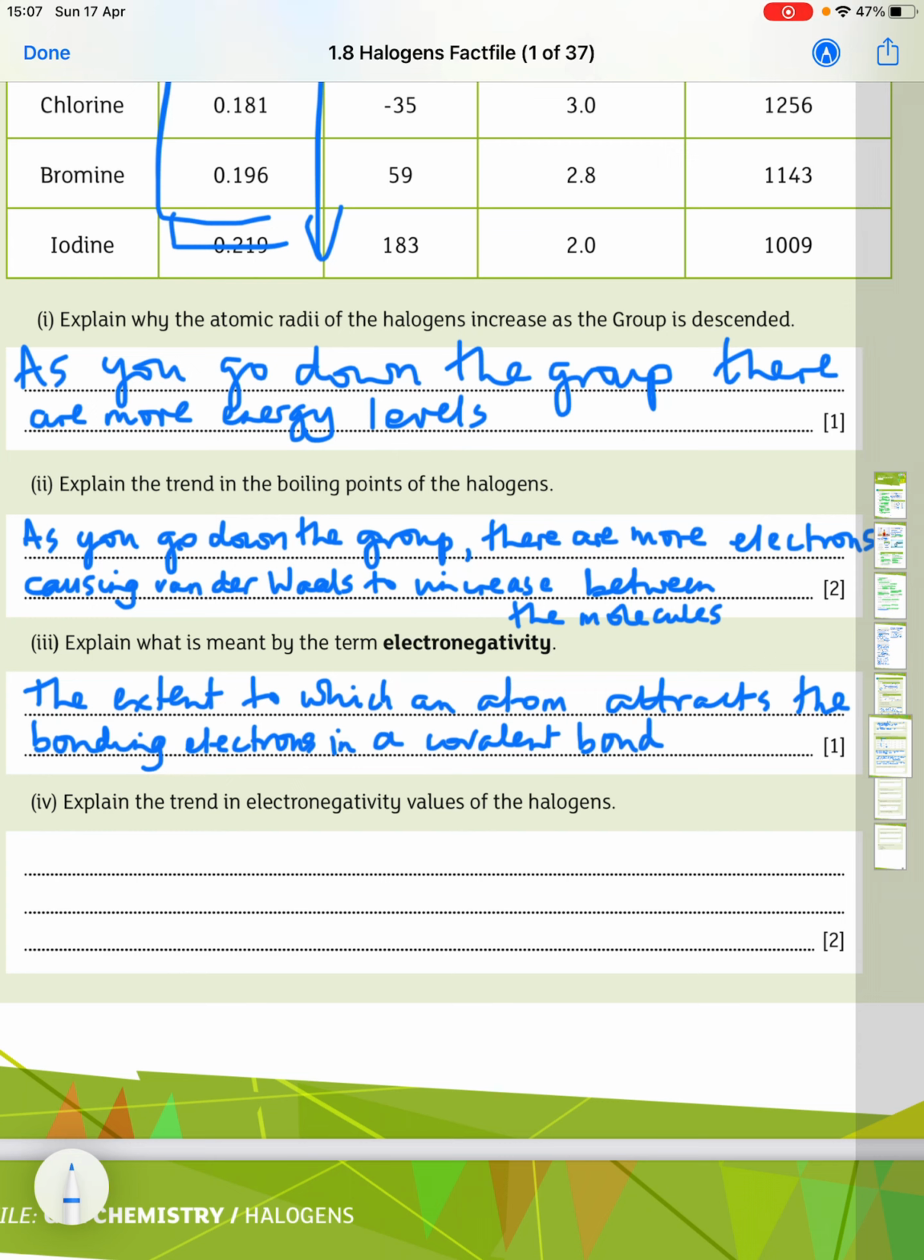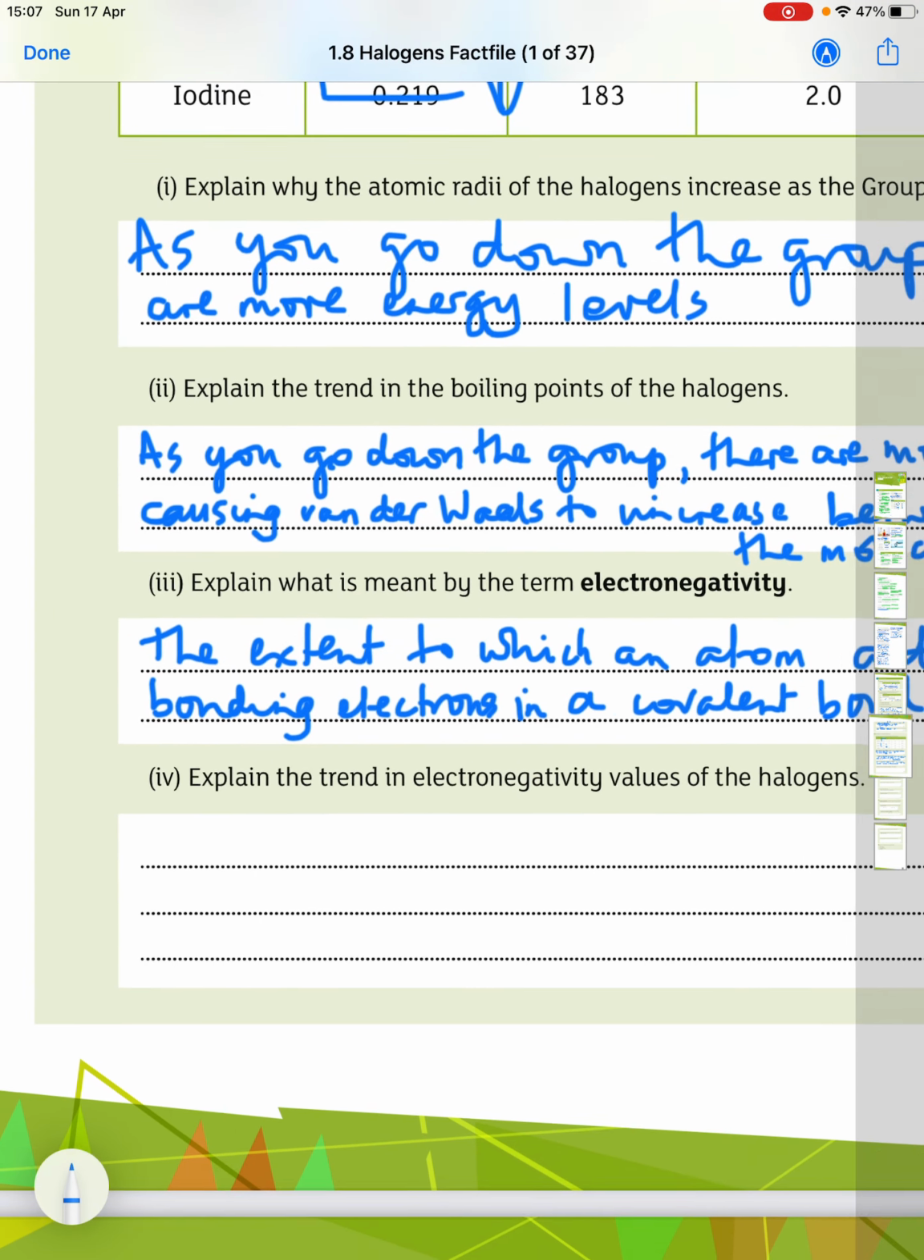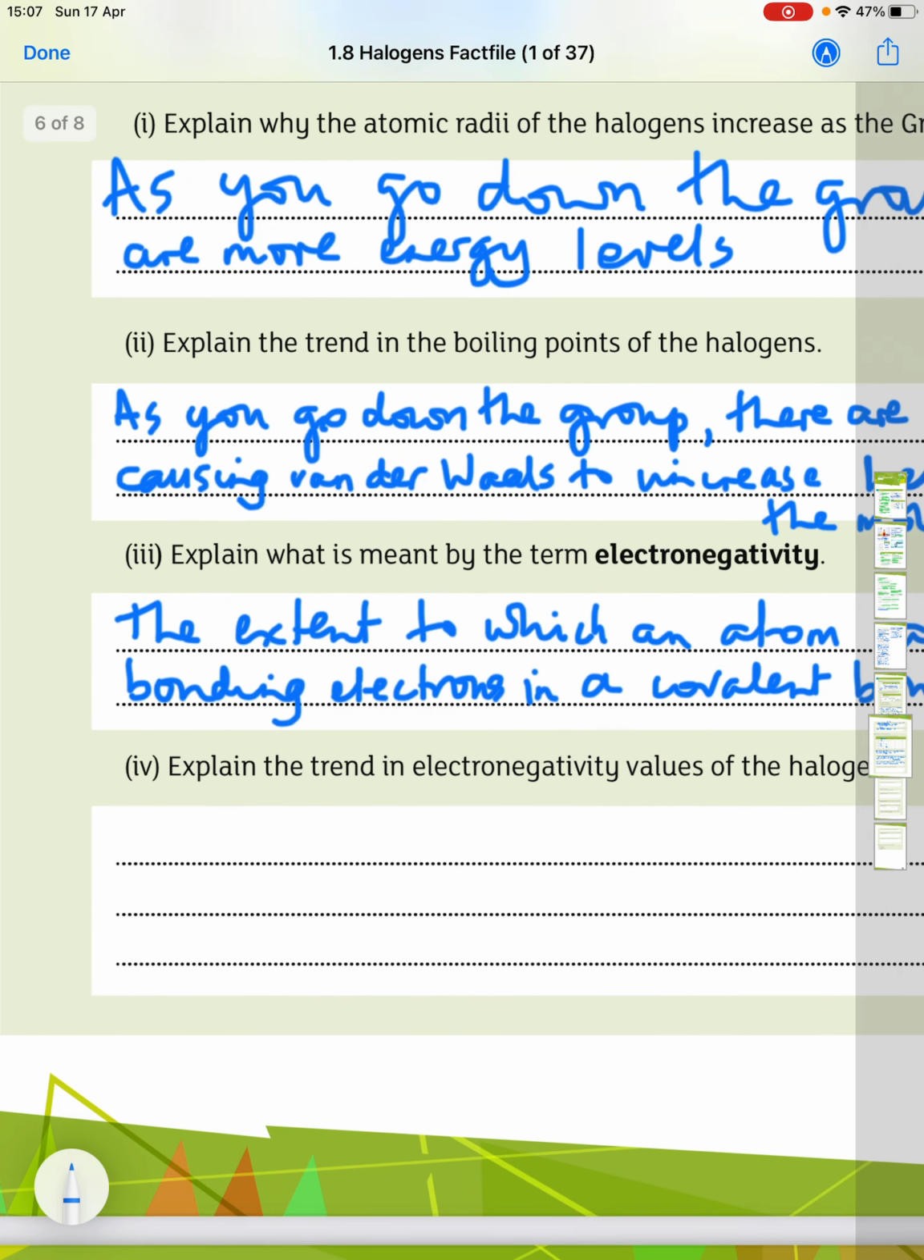Part 4, explain the trend in electronegativity values of the halogens. Well, we want to talk about fluorine having the smallest radius.